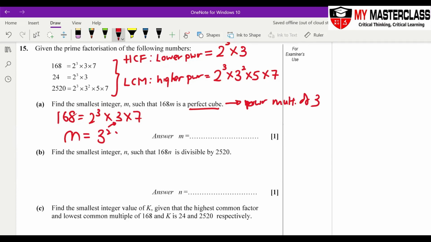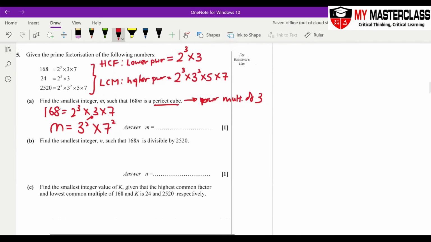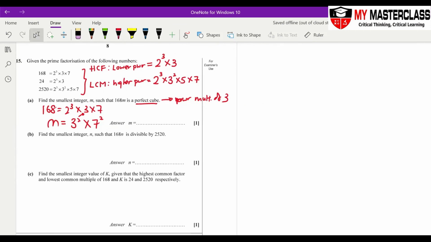Understand? As well as now 7 is 7 power 1. Right or not? Okay, I want it to become 7 power 3. So M must have 7 power 2. Okay, so remember to express your working. That means do not just give the answer as 3 power 2 times 7 power 2. Okay, on your paper, write down question 15. Write down this 15. Question 15.